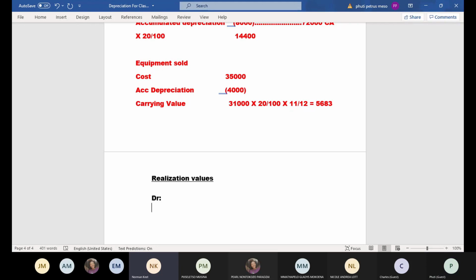So we would credit accumulated depreciation. Oh, sorry, let me start all over. Let me not confuse you here. What do we do? Debit the accumulated depreciation with whatever the total amount was that you calculated on that asset. Okay. Let me see.